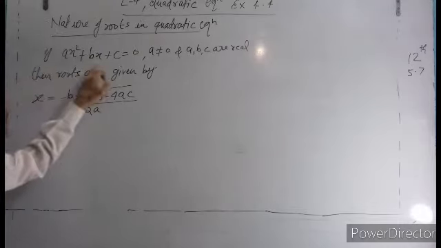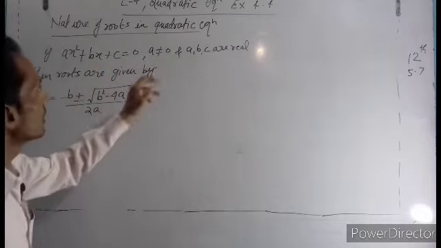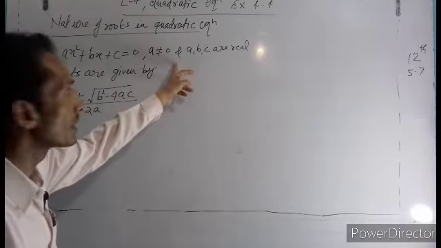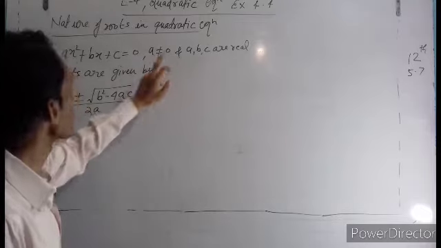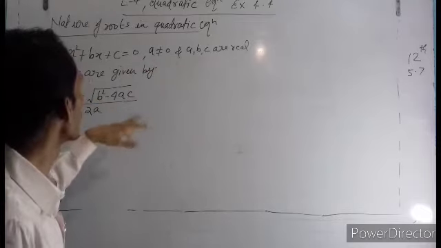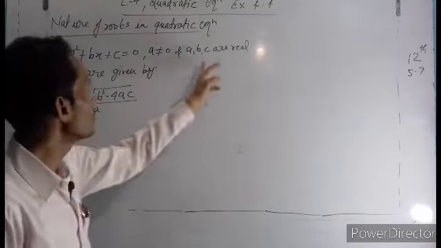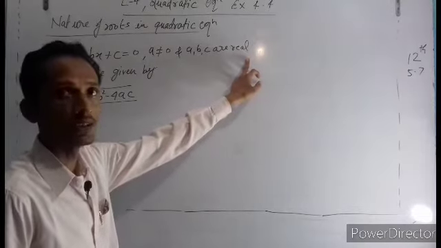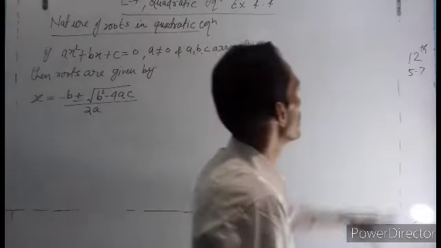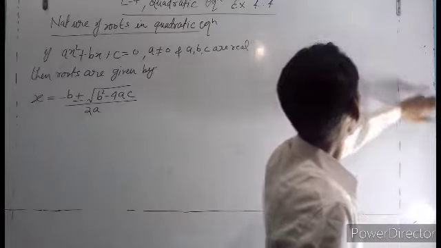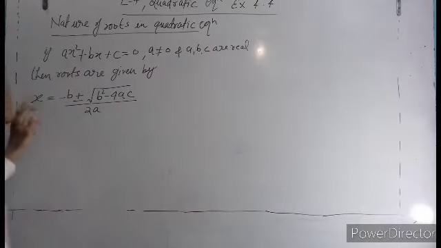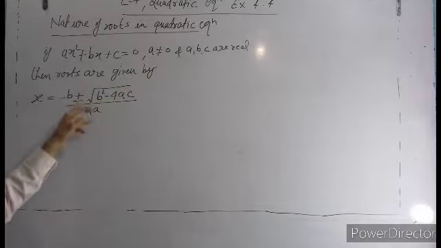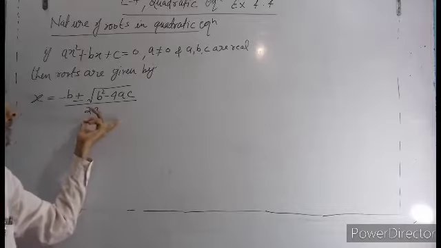If ax square plus bx plus c equal to 0 and a does not equal 0, you know that if a equal to 0, what will come? That will be a linear equation, not a quadratic equation, and a, b, c are real. That is the necessary condition. How can we find the nature of the roots? The roots are given by x equal to minus b plus minus under root b square minus 4ac upon 2a.